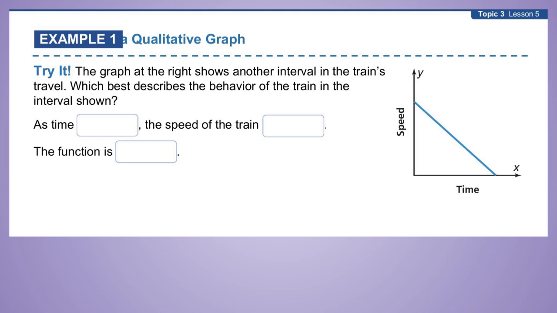All right, we're going to try this on the bottom of page 196. It says the graph at the right shows another interval in the train's travel. Which best describes the behavior of the train in the interval shown?